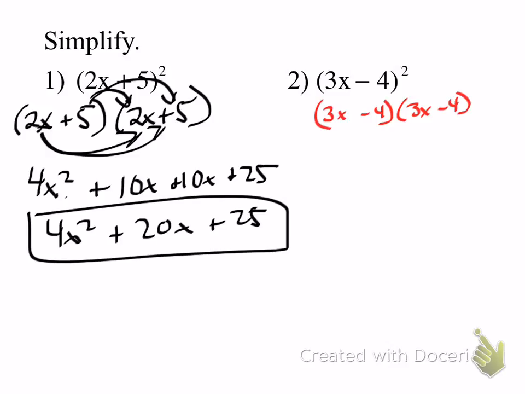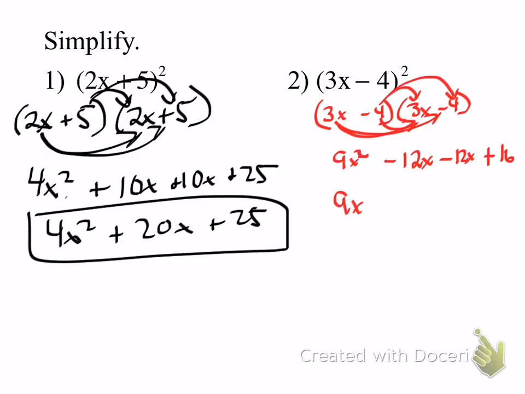I multiplied 3x times 3x and I got 9x squared. And then I multiplied 3x by negative 4 and I got negative 12x. And then I took negative 4 and I multiplied that by 3x, and I got negative 12x. Are we done? No, and then I multiplied negative 4 by negative 4 and I got plus 16. Good. And what does it simplify to? 9x squared minus 24x plus 16.